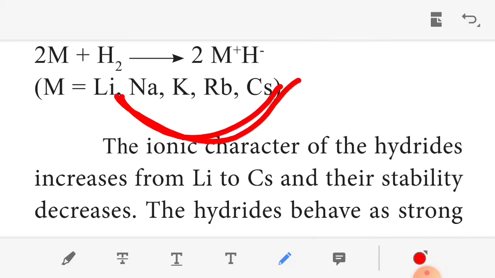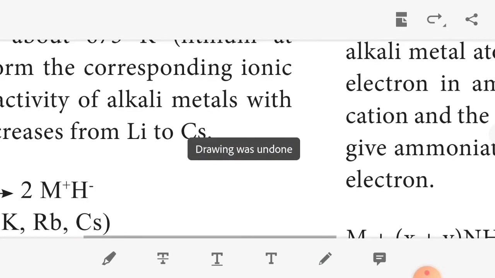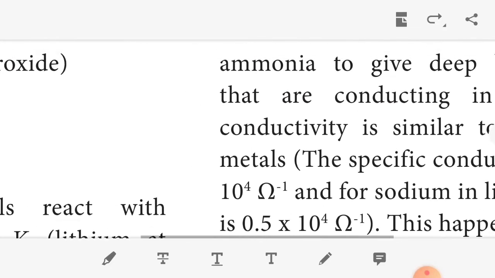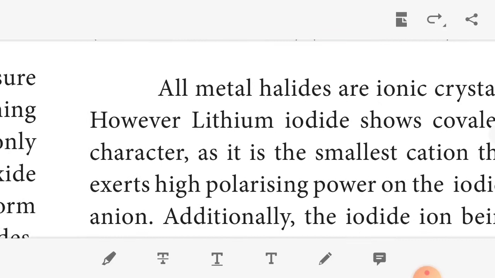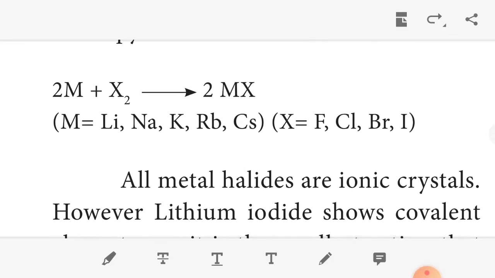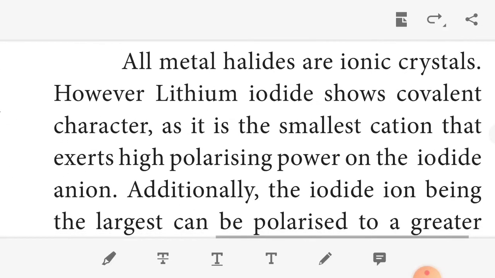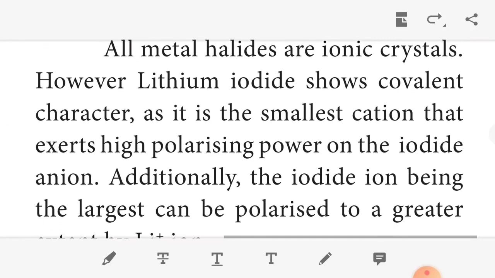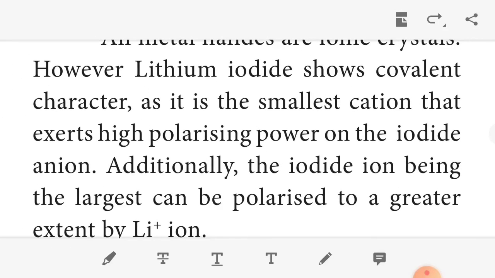Okay. Then the next topic is reaction with the halogens. The alkali metals react with the halogens. Fluorine, chlorine, bromine, iodine are called halogens. The metal M reacts with the halogen to form metal halides. All metal halides are ionic crystals because they have plus and minus ions. However, lithium iodide shows covalent character, as the smallest cation has the highest polarizing power on the iodide ion.